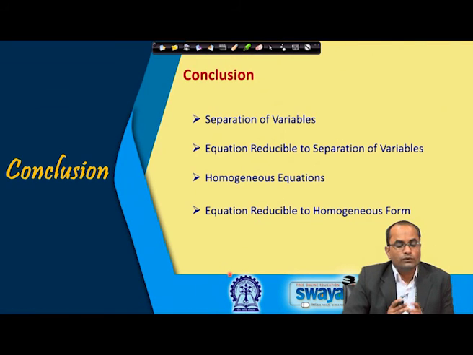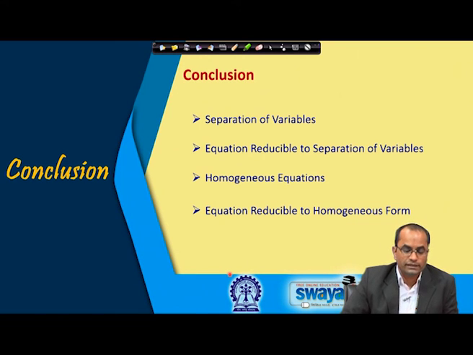Well, so we come to the conclusion now. This is what we have learned today, the separation of variables. It was a kind of review, because many of you are already aware of all these techniques, and we have also discussed the equation reducible to the separable of variable form again. We have also discussed the homogeneous equation and the equation reducible to the homogeneous form.